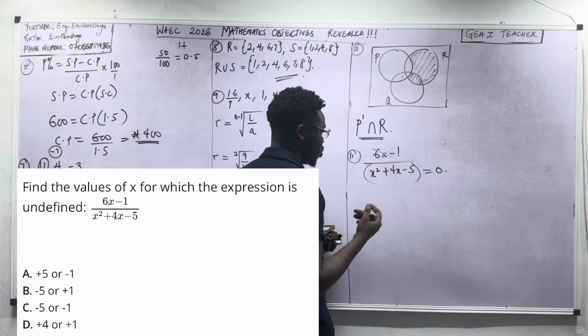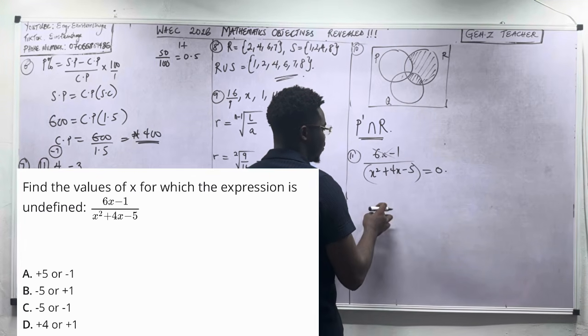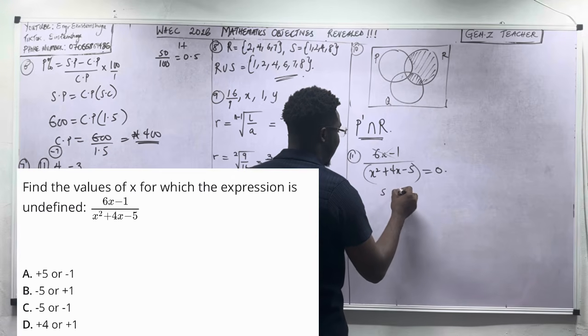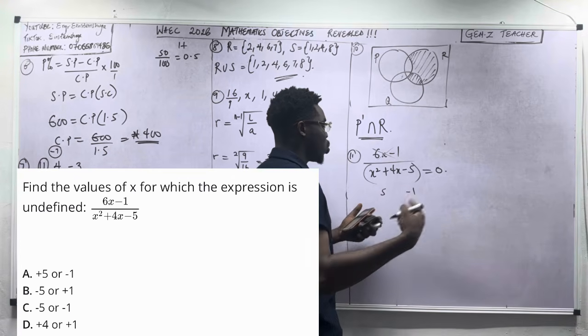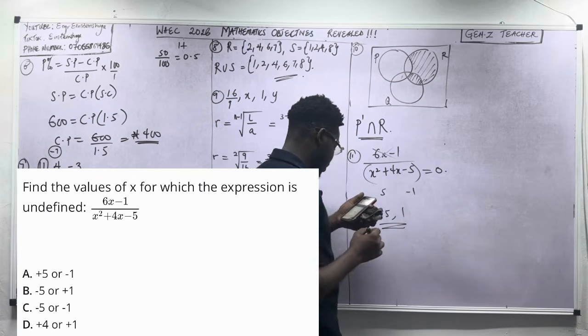Let's factorize the equation quickly. What do we multiply to get minus 1, but add to get 4? That should be 5 and minus 1. So we have 5 and minus 1. Quickly swap the signs. You're going to have minus 5 and 1 as your answers.